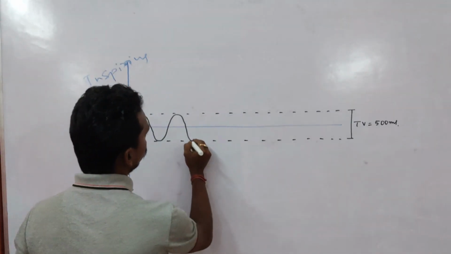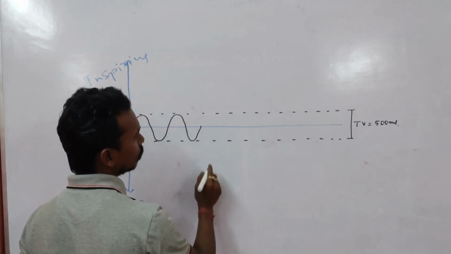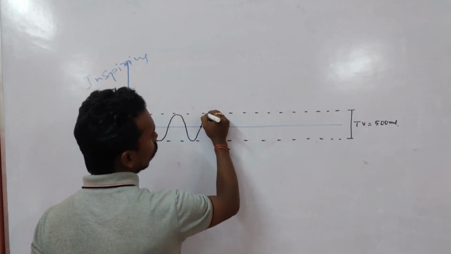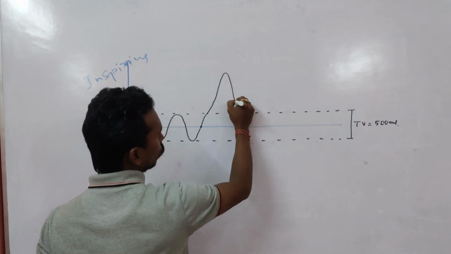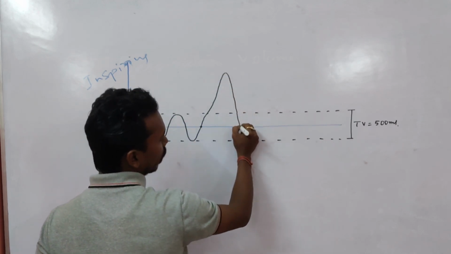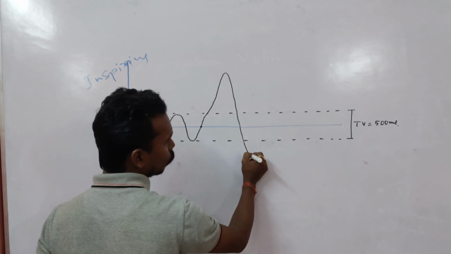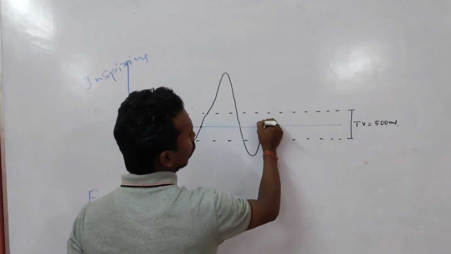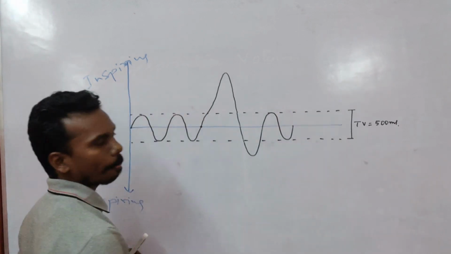Just after expiration, you are again going to the normal point, and after this normal point you go for a normal inspiration. After normal inspiration, you go for a forceful inspiration. Forceful inspiration ends at this baseline, and then again you are expiring air normally, and then a forceful expiration. Then coming to the baseline again, you are inspiring air and expiring air.